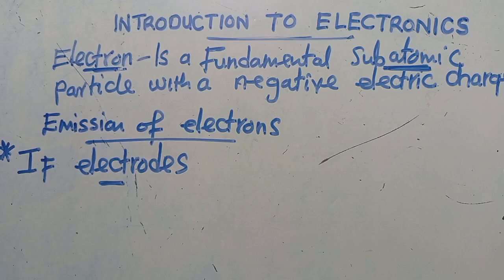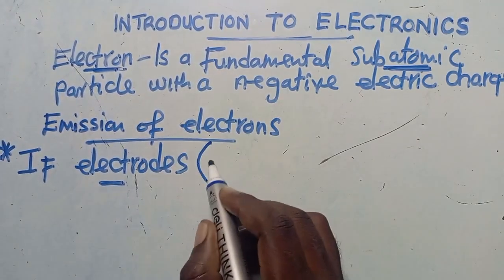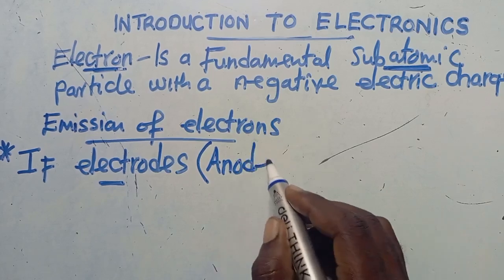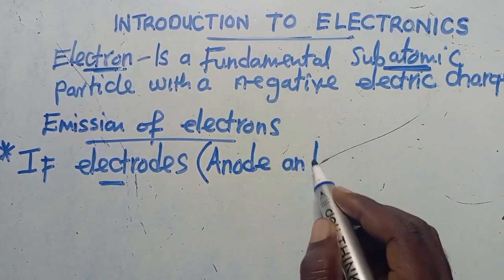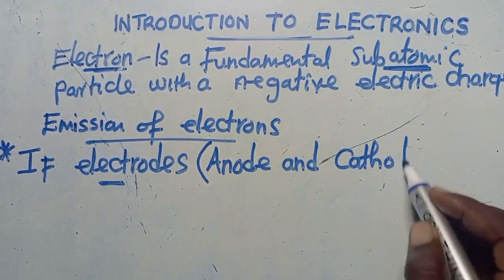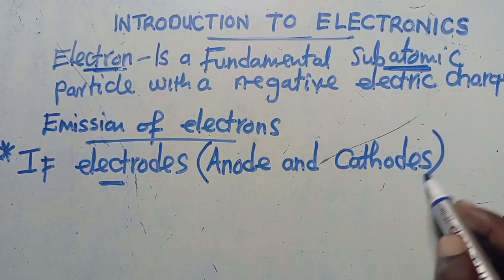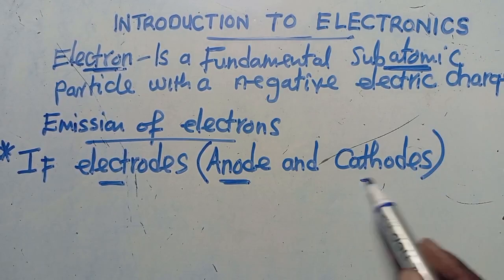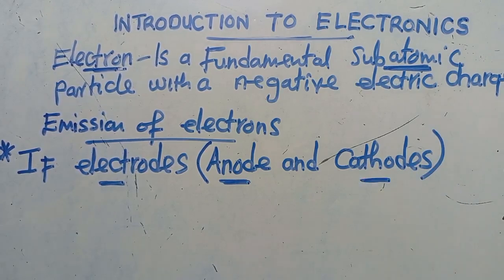So when I say electrodes, these are what we are talking about: the anode and the cathode. When we say that these are electrodes, it means that I'm talking about the anode or the cathode. This is what I mean.